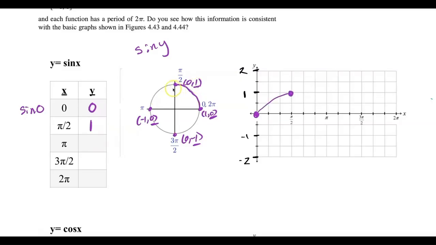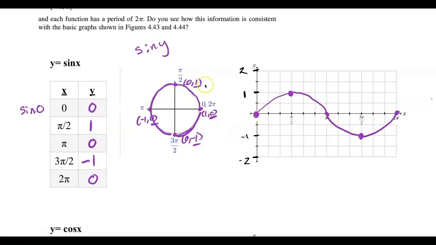Like that. Then we're going to go down to pi. Sine of pi is just the y value right here. And then we're going to connect this like that. Sine of 3 pi over 2. We go down to 3 pi over 2. Negative 1 right there. Like that. And then sine of 2 pi, we went back up the circle. We get 0 again. And that's our sine graph. It looks like a little wave.